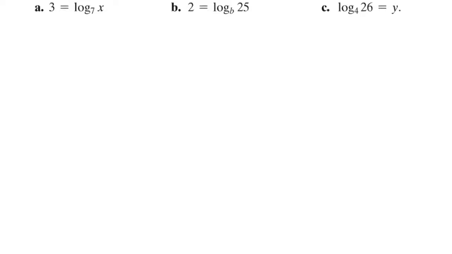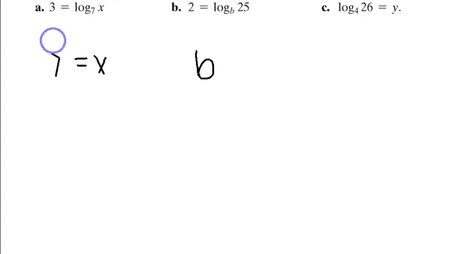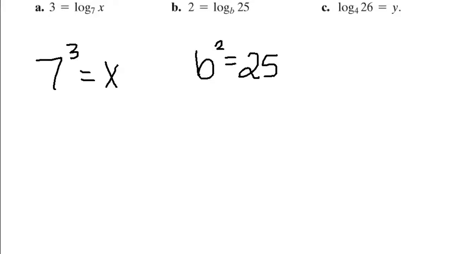Okay, so you should have a base of 7, exponent of 3 equals x. 7 to the 3 equals x. On letter B, you have a base of b to the 2 equals 25. And on this one, you have 4 to the y equals 26.